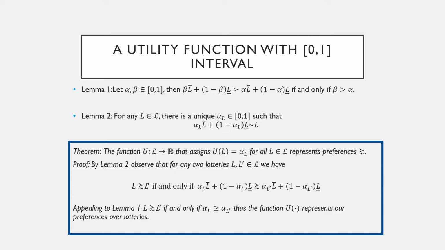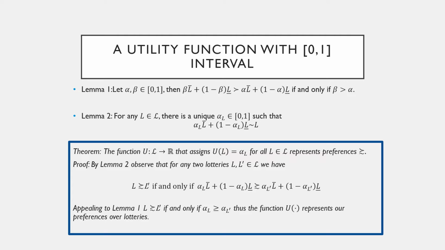So now, defining a utility function on a 0-1 interval that represents our preferences over lotteries, we need really three results, and these come directly out of our expected utility representation theorem. In our context, I'm just going to call these lemma 1 and lemma 2, and this theorem, which is going to be our primary result.